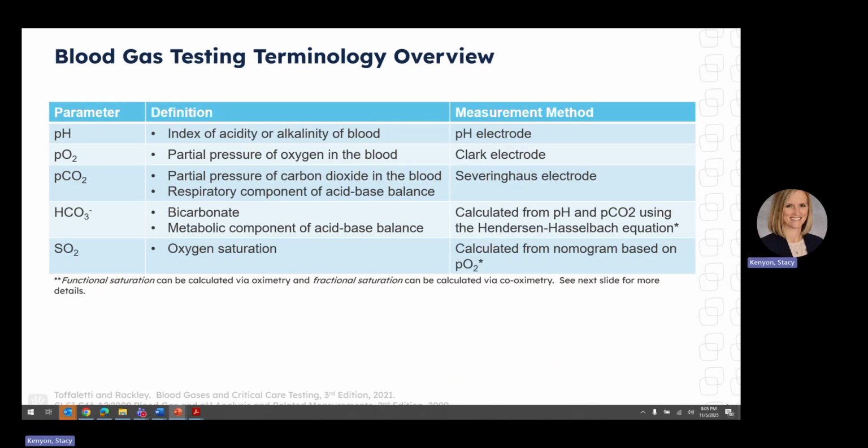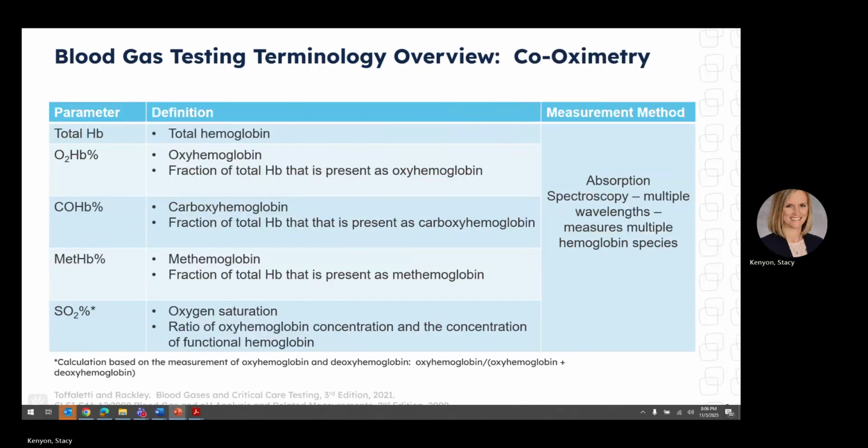Bicarbonate is the metabolic component of acid-base balance and is actually calculated from the Henderson-Hasselbalch equation using the measured pH and PCO2 of the sample, while SO2 or oxygen saturation is traditionally calculated from the oxygen dissociation curve when using blood gas analyzers. As we'll discuss on the next slide, oxygen saturation can also be calculated via oximetry and co-oximetry. And in these cases, they're usually referred to as functional saturation and fractional saturation.